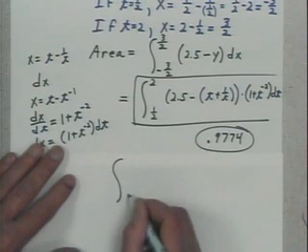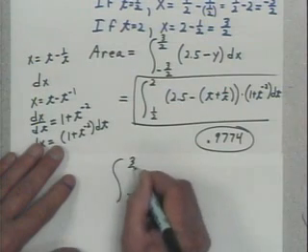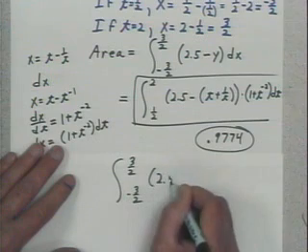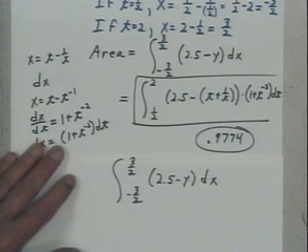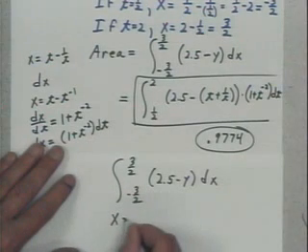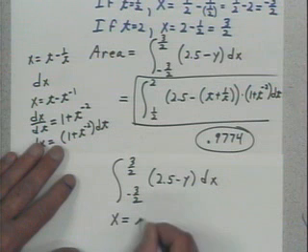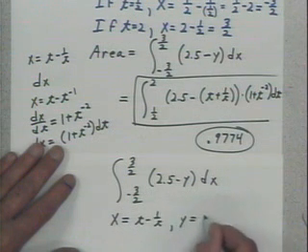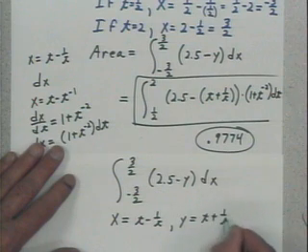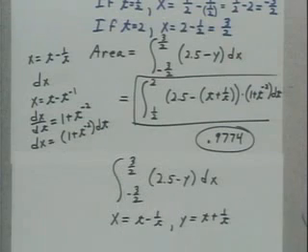I have the integral from minus 3/2 to 3/2. I know I have to do 2.5 minus y, but I got to find y in Cartesian. Well, this is what I know. I know that x is t minus 1 over t. I know that y is t plus 1 over t. How do we convert parametric to Cartesian?